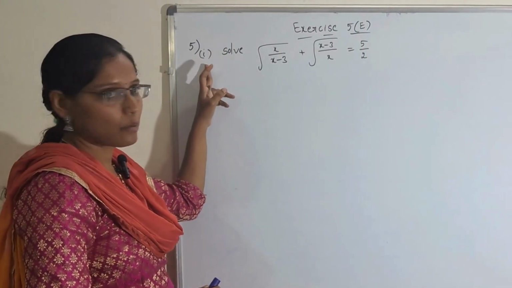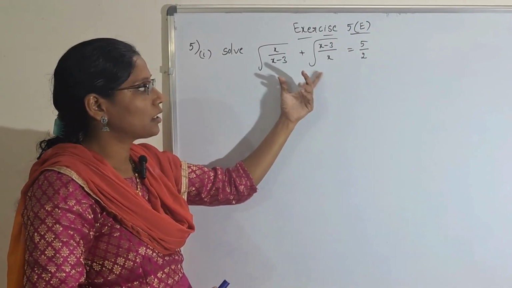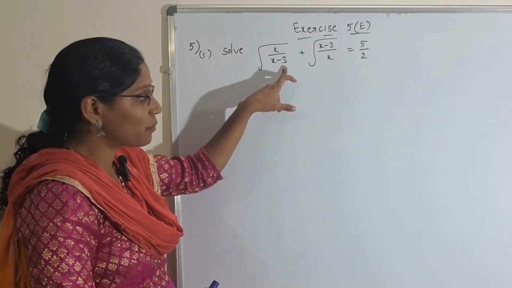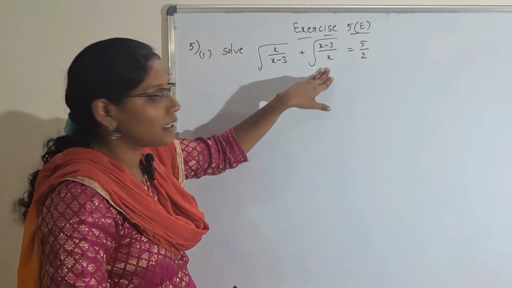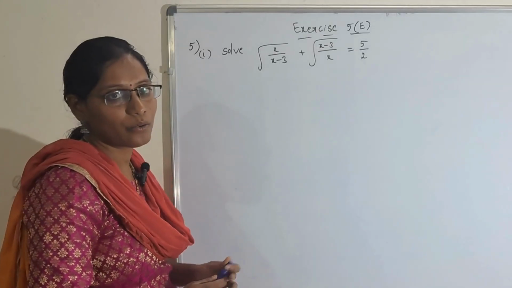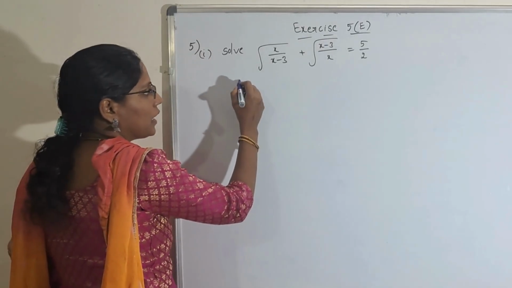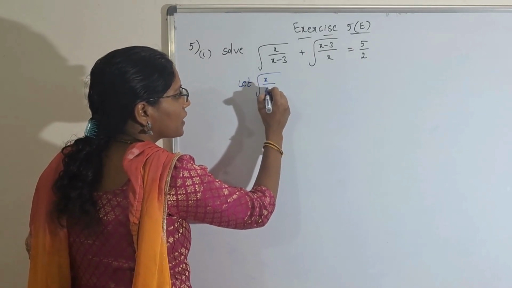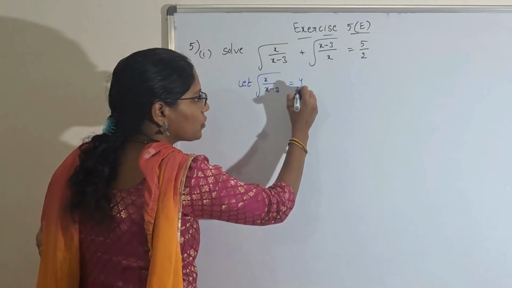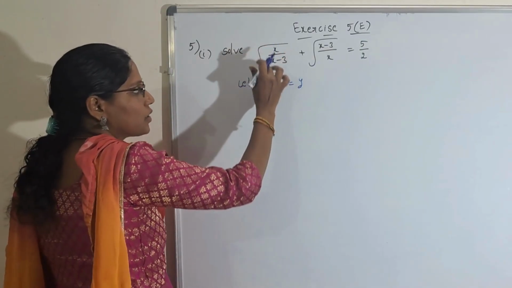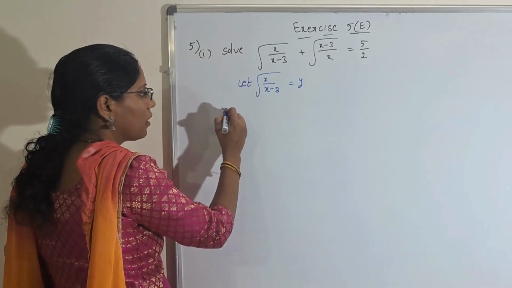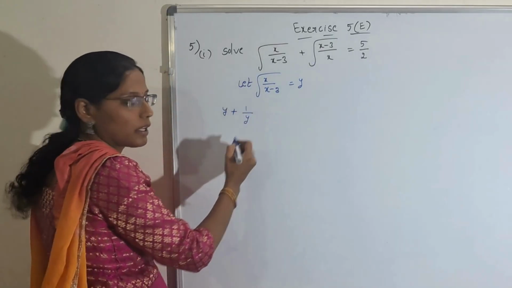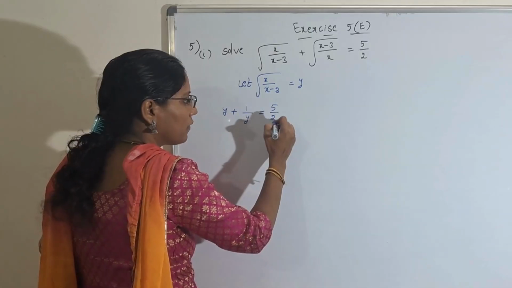Next, fifth main first problem. Solve this equation; we have to find the x value. We should observe here root of x by x minus 3, and here the reverse order, the reciprocal, they have given. This value we have to take as y. Here root of x by x minus 3 is equal to some y, so instead of this we write y. Y plus the reciprocal 1 by y is equal to 5 by 2.